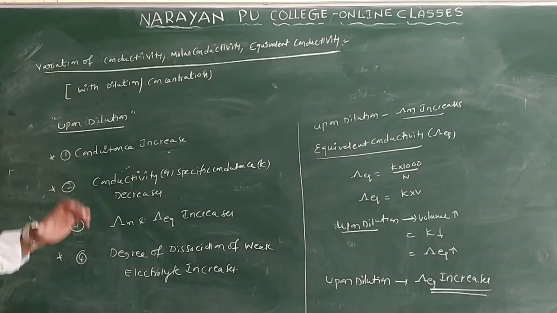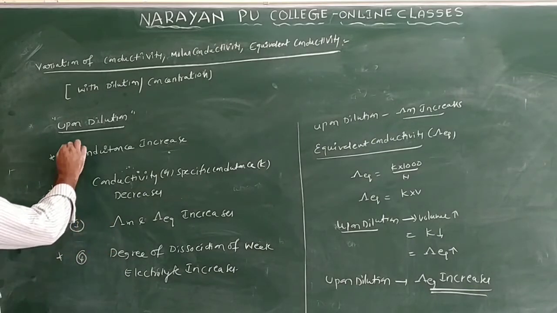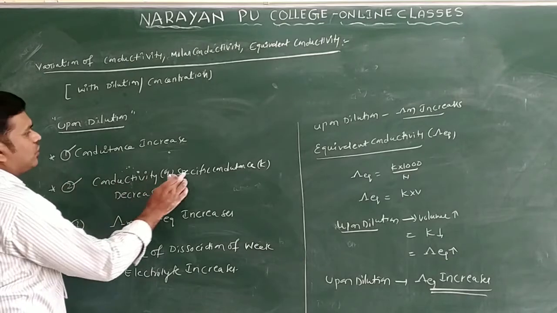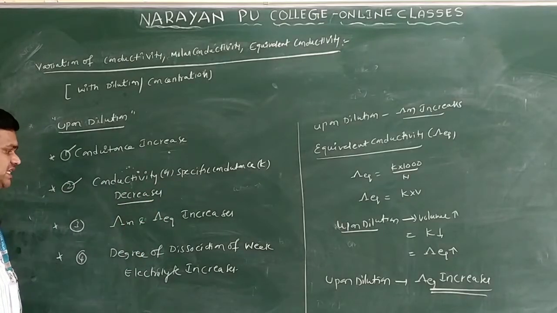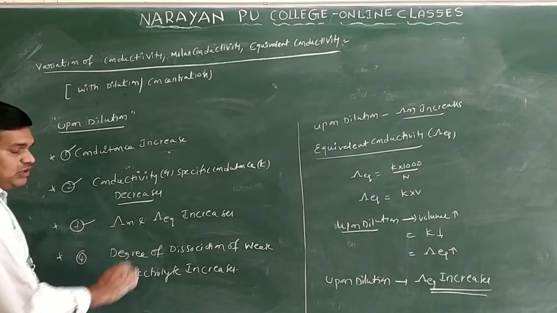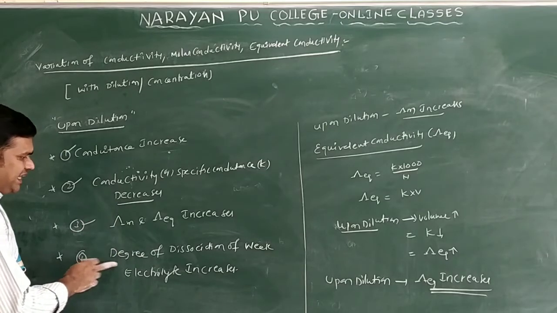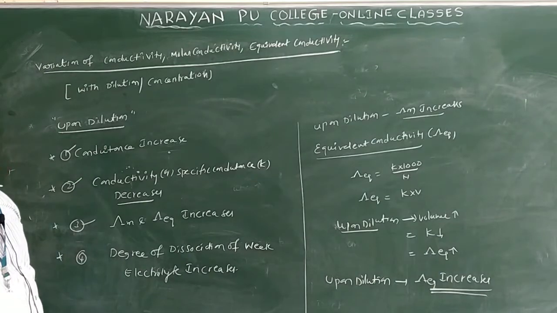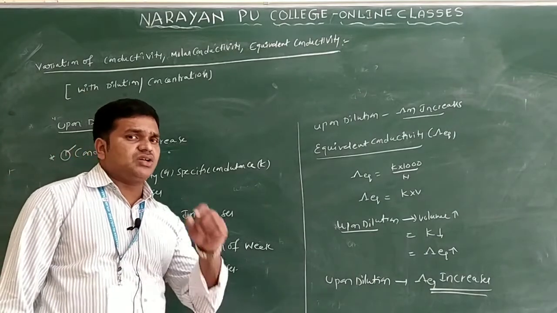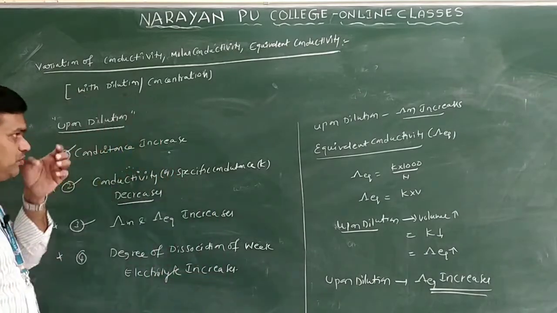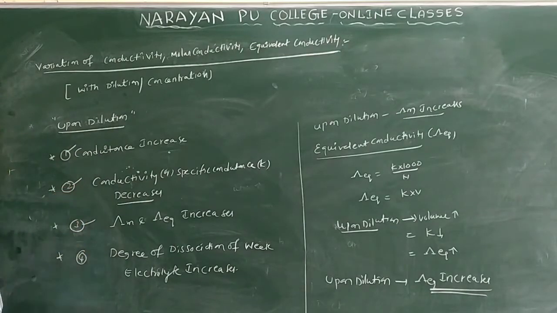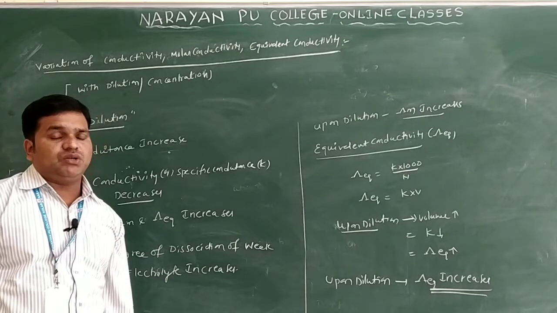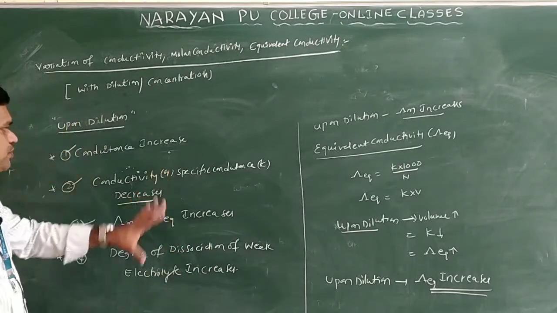So from this I will write one conclusion here. Upon dilution, the conductance of the solution increases. Conductivity, or the specific conductance, decreases. Molar conductivity and equivalent conductivity increase. The degree of dissociation of a weak electrolyte increases. So we already discussed strong electrolyte and weak electrolyte conductance. These are very important points. Some of the objective questions are asked on conductivity or specific conductance, molar conductivity and equivalent conductivity upon dilution. You can keep the concept in your mind.